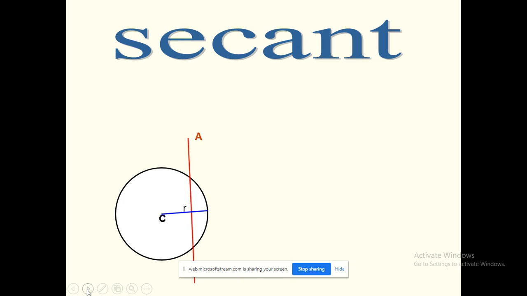Look at it. If you measure, guys, the distance between C and this point here, the intersection, you will know that it's less than my radius. So a secant cuts my circle at two points, as we said before.